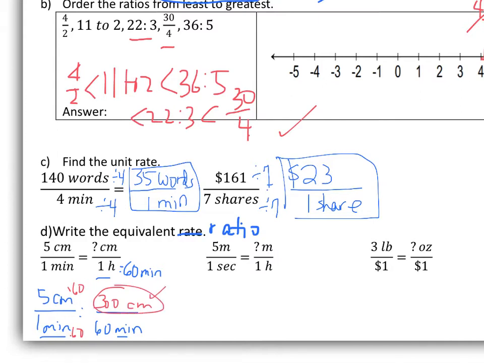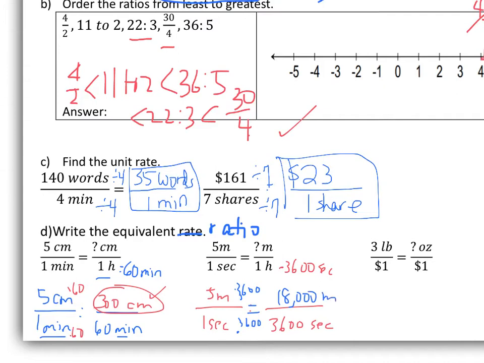1 hour equals how many seconds? To change hours to seconds, I need to multiply by 3,600. So here I can consider this as multiplying the denominator by 3,600. So I need to do the same thing to the numerator to get 18,000 meters.